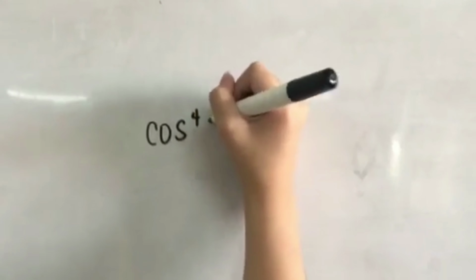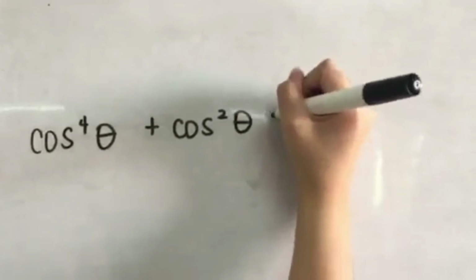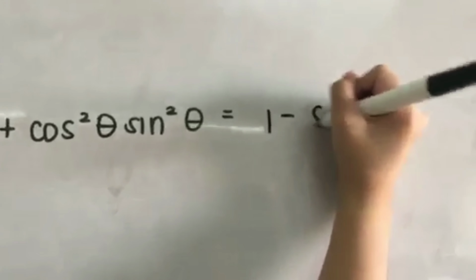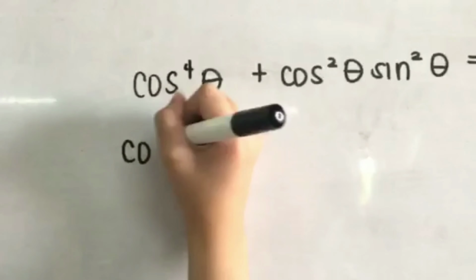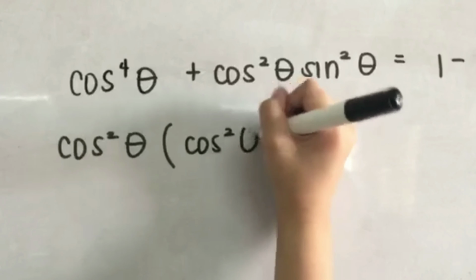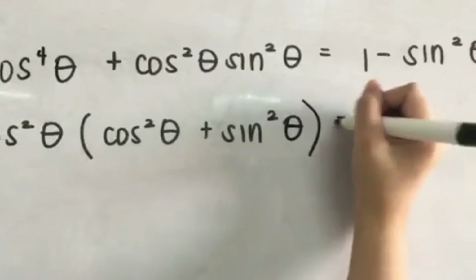Moving on to our next problem, we have cosine to the fourth theta plus cosine squared theta sine squared theta is equal to 1 minus sine squared theta. Using common monomial factoring, we will get the factor of the given terms that they all have in common, which is cosine squared theta. This gives you cosine squared theta multiplied by cosine squared theta plus sine squared theta.